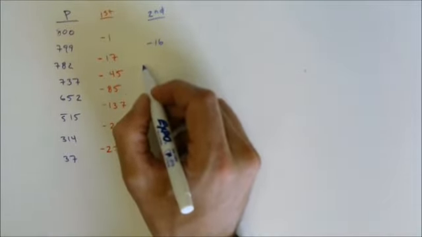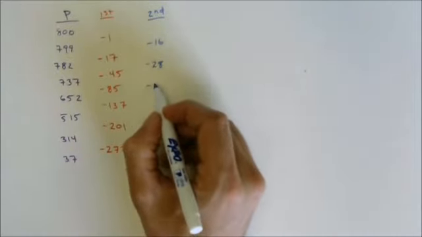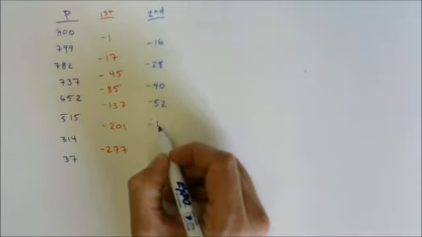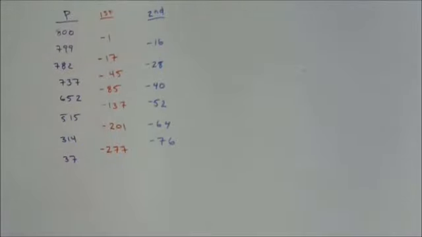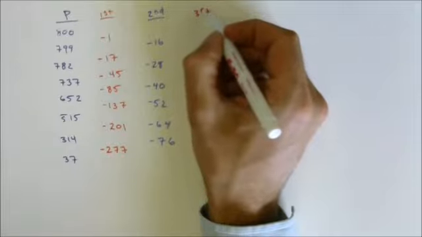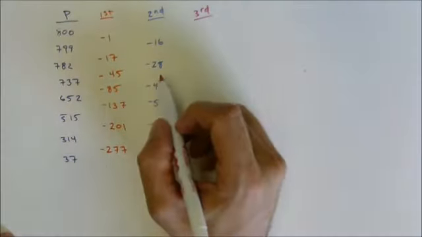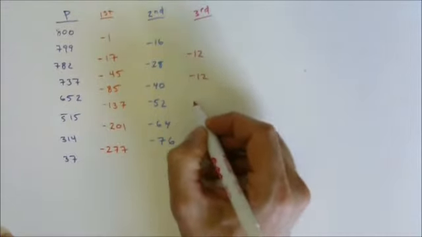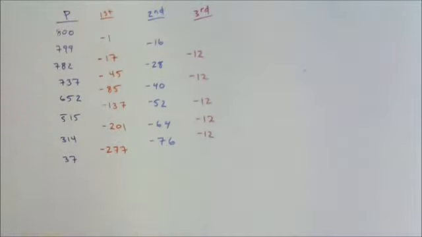Then I'm just going to copy out of the book for the rest of them, okay? -28, -40, -52, -64, -76. Still no constant. Let's go for a third difference. -12, -12, -12, -12, -12, -12. Excellent.